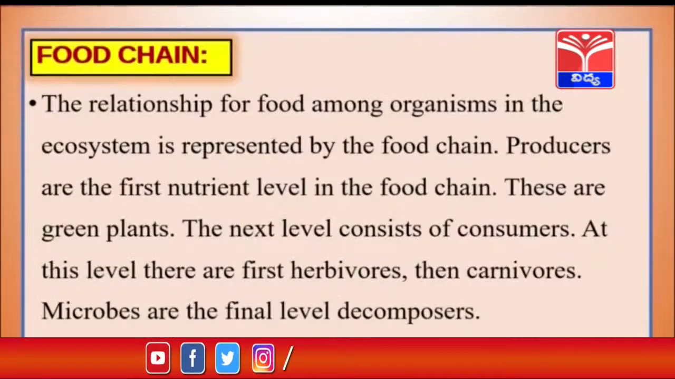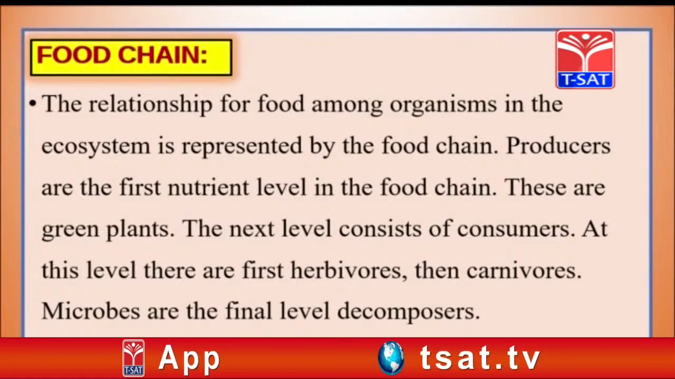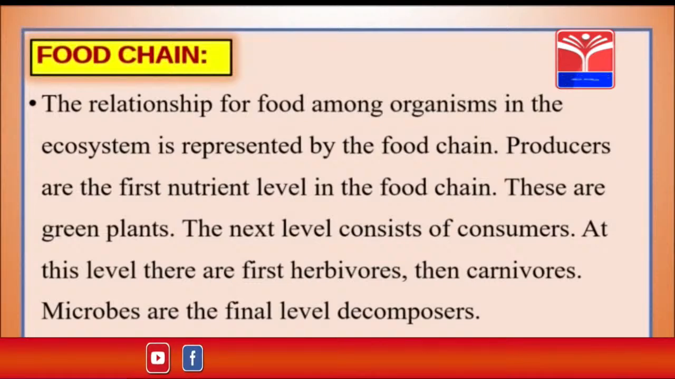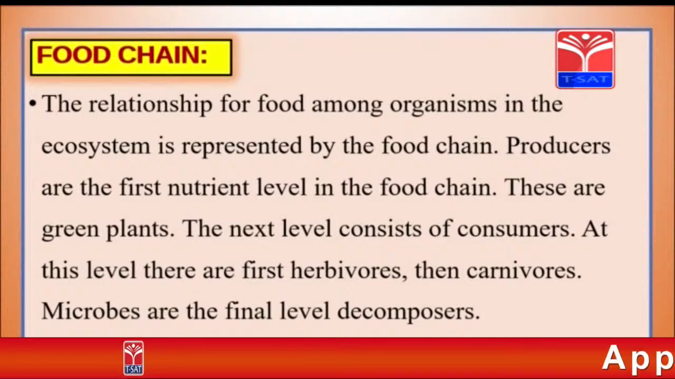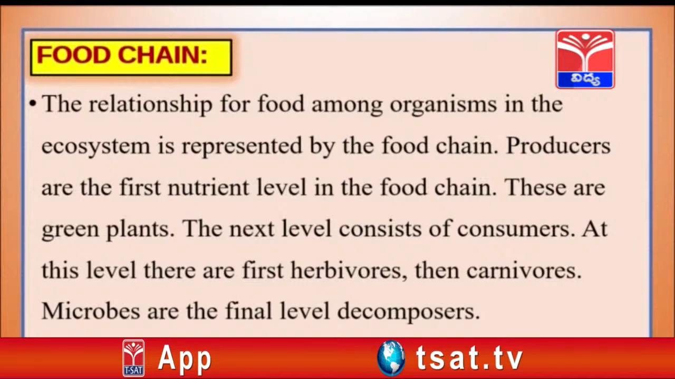Food chain. The relationship for food among organisms in the ecosystem is represented by the food chain. Producers are the first nutrient level in the food chain. These are green plants. The next level consists of consumers. At this level, there are first herbivores, then carnivores. Microbes are the final level, decomposers. So this kind of relationship is found in every ecosystem.